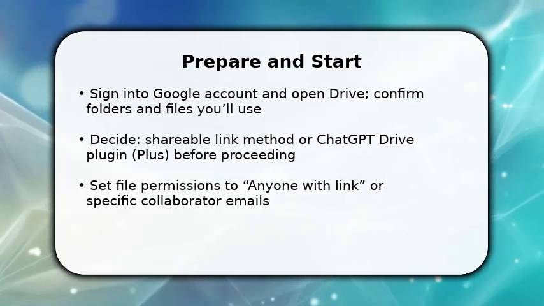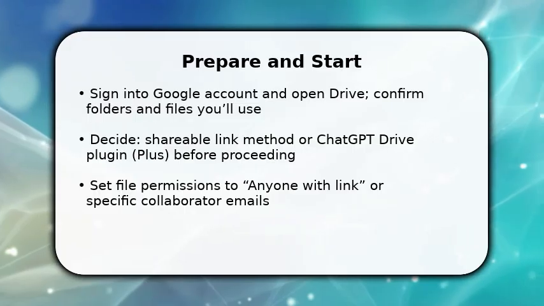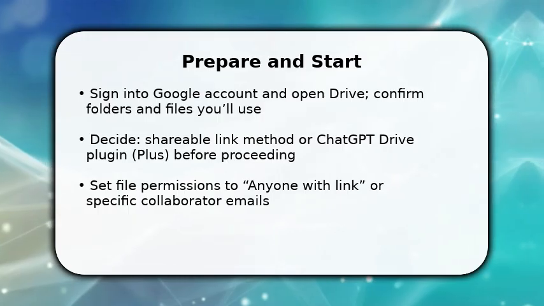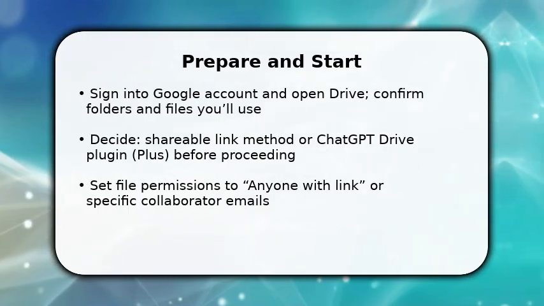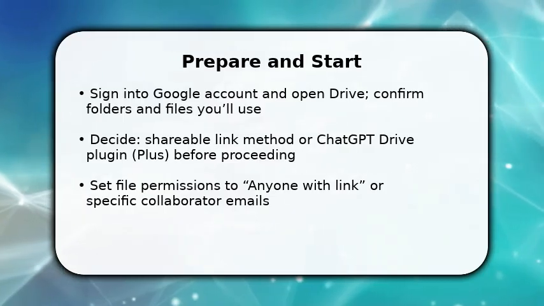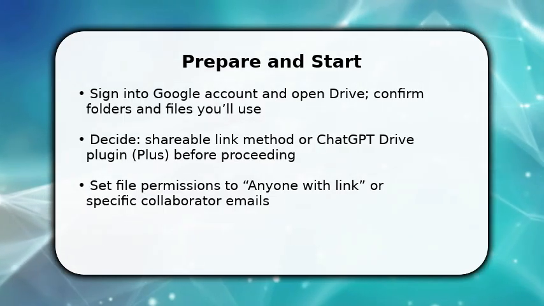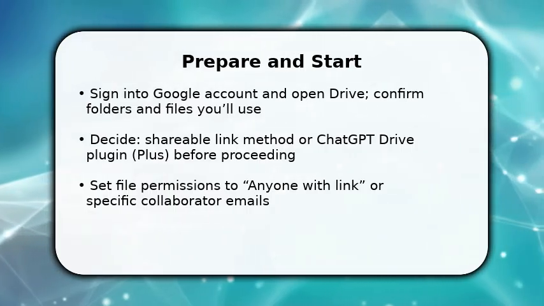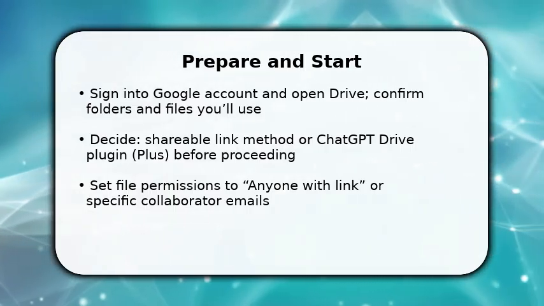You'll start by confirming access. Sign into Google Drive and locate the files you want analyzed. Once done, choose whether you'll copy shareable links into ChatGPT or use the ChatGPT Drive plugin if you have it. Make sure to set permissions so ChatGPT can read them. Either change to anyone with link for quick sharing or add specific emails for tighter control.